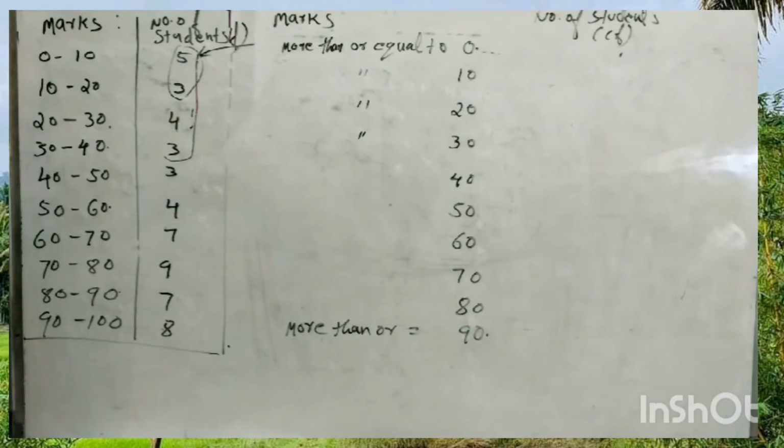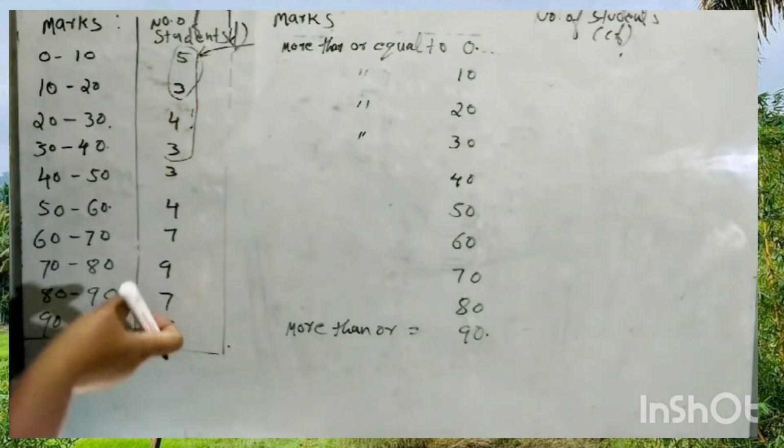More than or equal to 0. Okay, that means our mark should be greater than or equal to 0. More than or equal to 0 means greater than or equal to 0. Then that mark can be 10, it can lie in 10 to 20, 20 to 30, 30 to 40, 40 to 50. Our mark, the minimum value should be 0. The maximum is not given. Okay, more than or equal to 0 means we can consider all these classes.